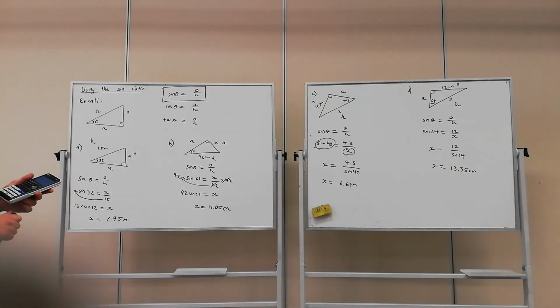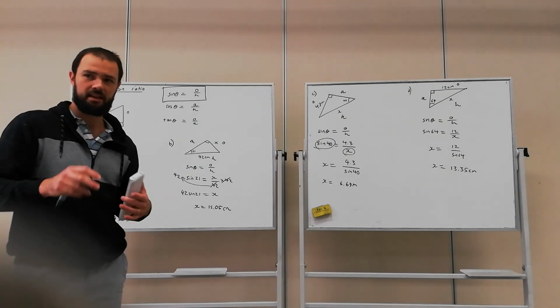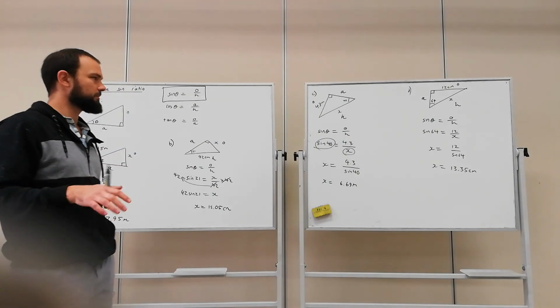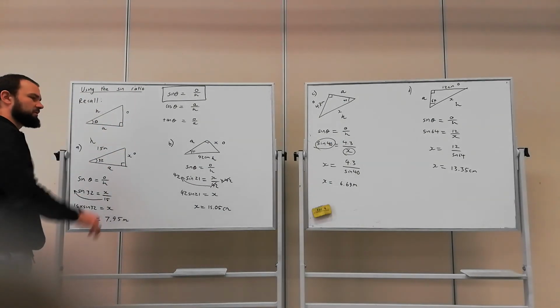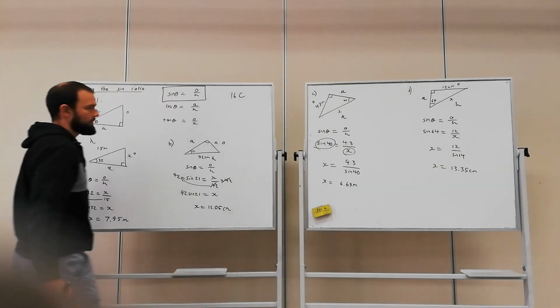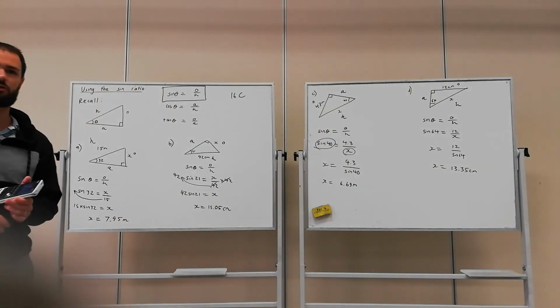Alright, so this is for 16C. For now, we're just going to skip 16B. It's not heaps important and it is a bit slow. We're just going to get straight into using some of the trig ratios. So this is exercise 16C, and we can have a go at some of the questions from there that are on our checklist.